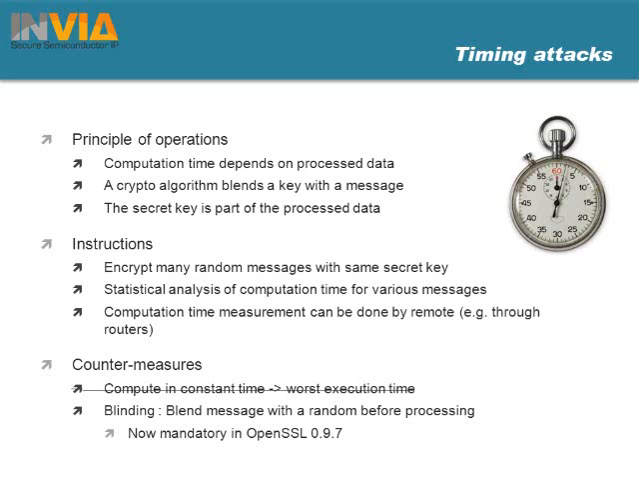A way of looking at a crypto algorithm is a black box that blends a key with a message. No matter how it blends it, end of the day you have a key and a message. So the secret key is part of the process data. So if you record carefully the process data, you can guess the secret key.